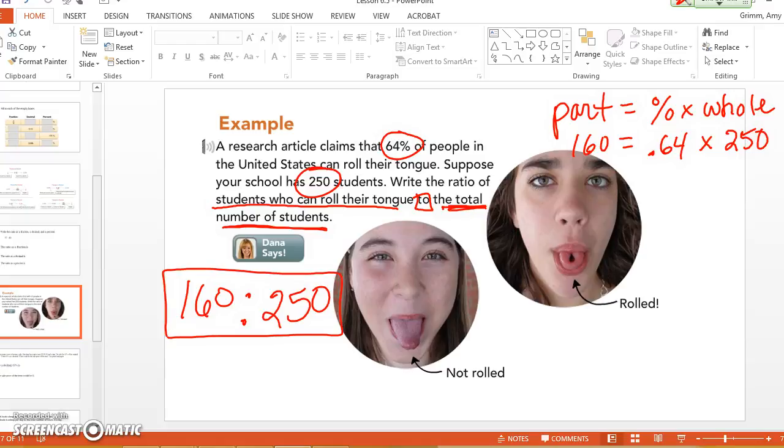Now I could simplify that ratio if I needed to. What will go into both 160 and 250? 10 will go into both. And so I could have that, or I could have 16 to 25, just depending on if I simplify or not. Okay? All right, let's look at the next one.